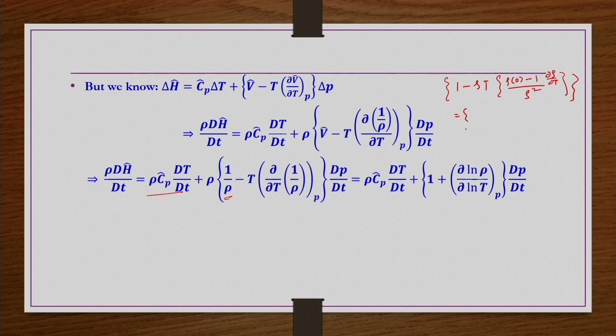So, then we can write 1 minus T rho times minus 1 by rho square dou rho by dou T. So, that I can write as 1 plus T by rho dou rho by dou T. T by rho dou rho by dou T I can write as dou rho by rho divided by dou T by T. So, that I can write as dou ln rho by dou ln T. So, that is 1 plus dou ln rho by dou ln T, at constant pressure. Remaining terms are as they are, right.